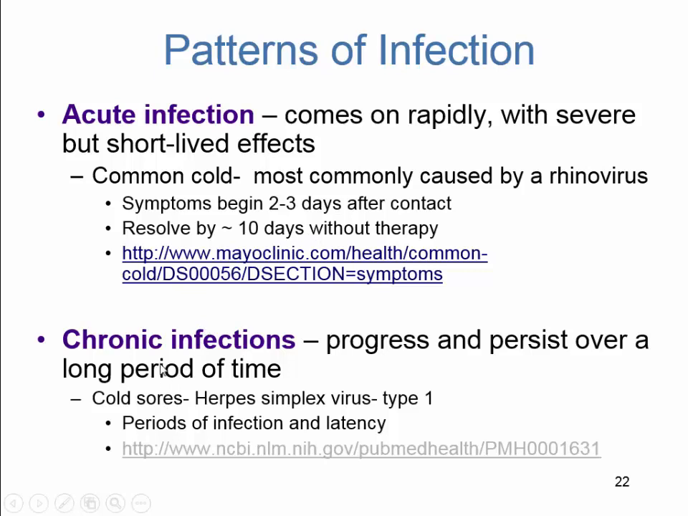Versus chronic infections are when you have an infection that can persist over a very long period of time, or potentially even a lifetime. These sorts of infections have periods of latency and reemergence. An excellent example of that is cold sores. Cold sores are caused by herpes simplex virus 1, type 1. And so herpes simplex virus 1 can cause reemergence when a patient is stressed or having other issues. They often have a flare-up of cold sores.